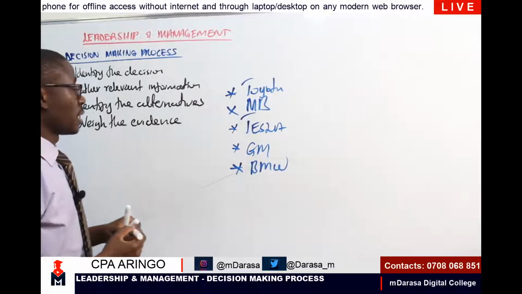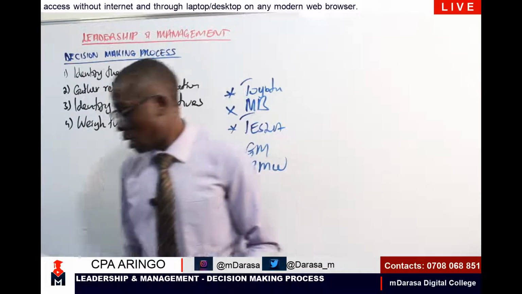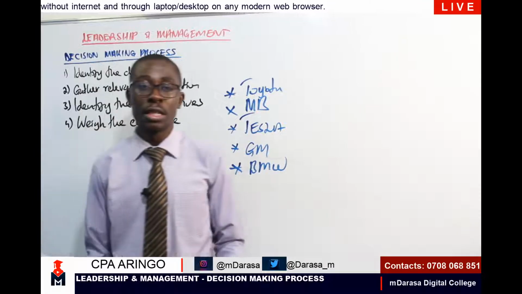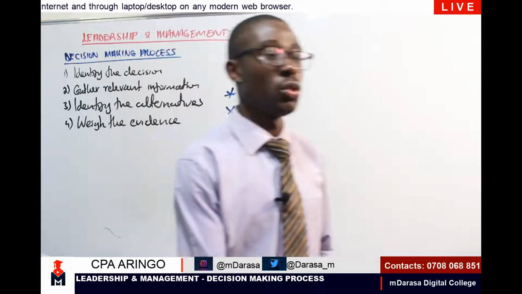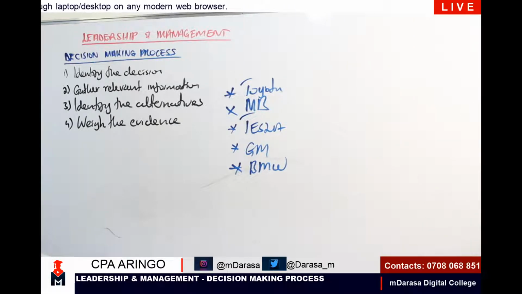Basically, weighing the evidence, what do we mean? In this case, my good students will find that we ask: how good is Tesla compared to GM? How good is Tesla compared to maybe Mercedes-Benz? How good is Tesla compared to this element and this element? So whatever we are doing here, we are weighing the evidence in relation to this.